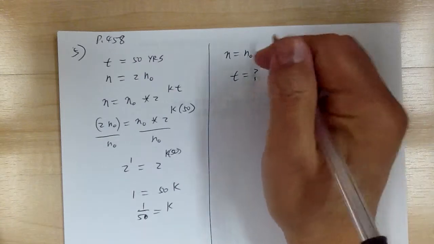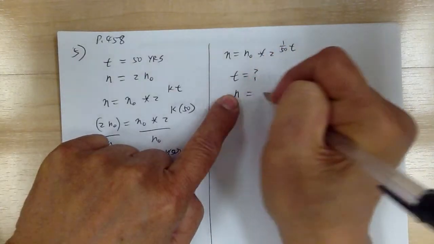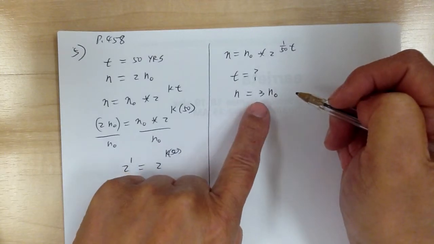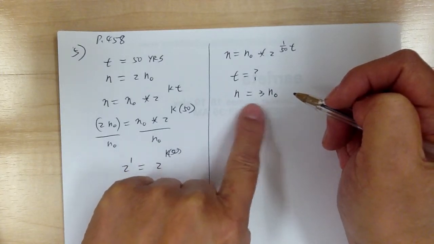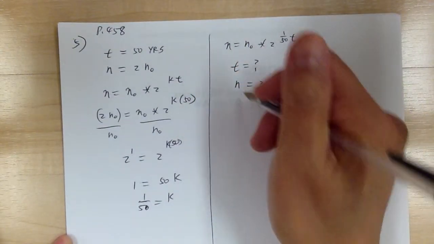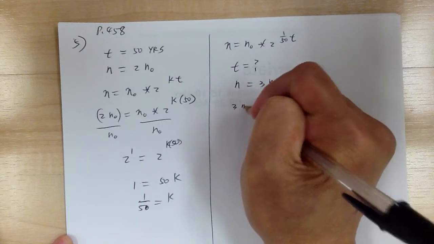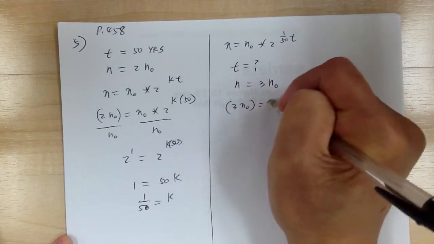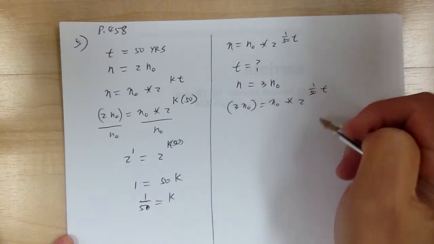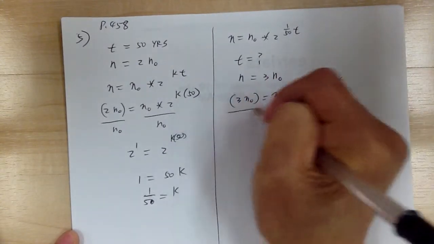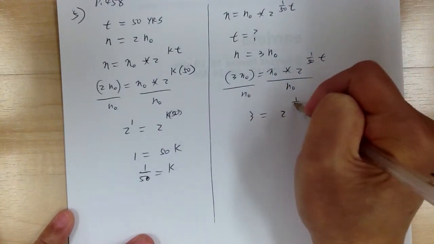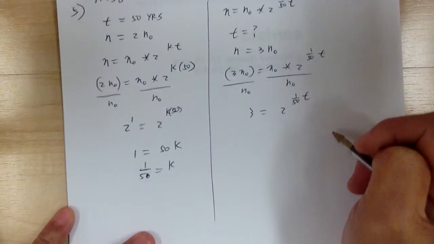How long will it take to triple? That means the end equals 3 times the beginning. That's what triple means. Again, the end equals 3 times the beginning. Now you can put this in here to solve for the time it will take. So you get 3n0 equal to n0 times 2 to the 1 over 50 t. Divide by n0 on both sides, so you get 3 equal to 2 to the 1 over 50 t.